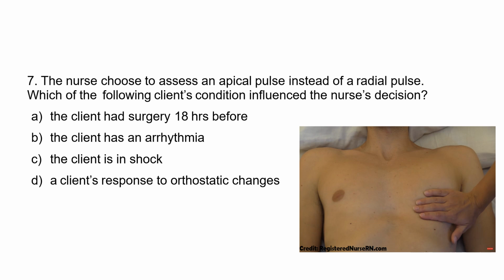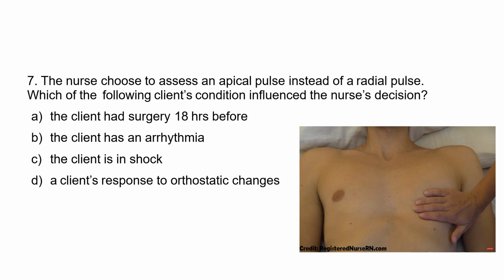Last question. The nurse chose to assess an apical pulse instead of a radial pulse. Which of the following conditions of the client influenced the nurse's decision? The options are client had surgery 18 hours before, the client has an arrhythmia, the client is in shock, and the client's response to orthostatic changes. So the right option is option number B.